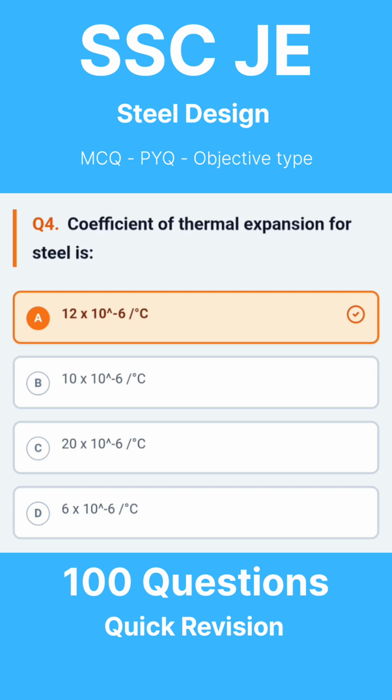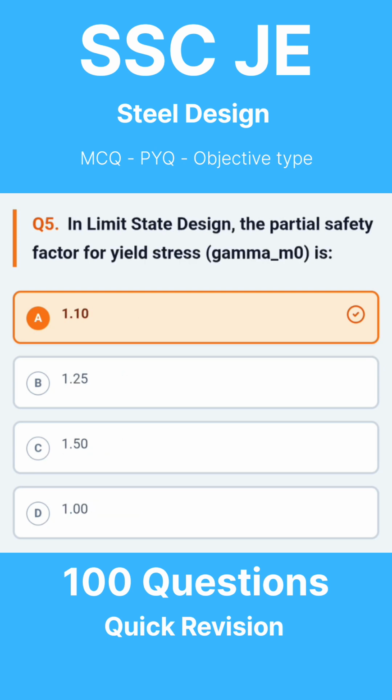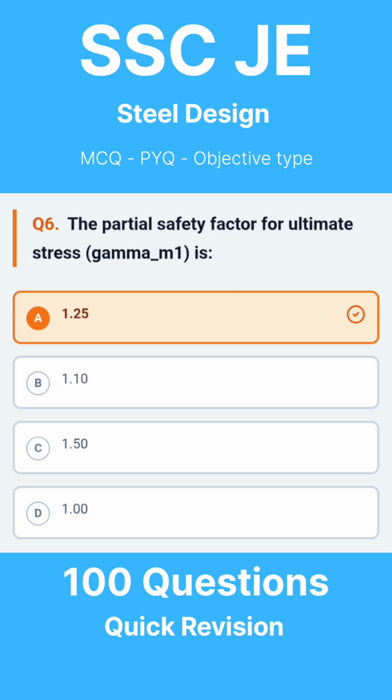Question 4. Coefficient of thermal expansion for steel is. The correct answer is 12 × 10⁻⁶ per degree Celsius. Question 5. In limit state design, the partial safety factor for yield stress γ_M0 is. The correct answer is 1.10. Question 6. The partial safety factor for ultimate stress γ_M1 is. The correct answer is 1.25.